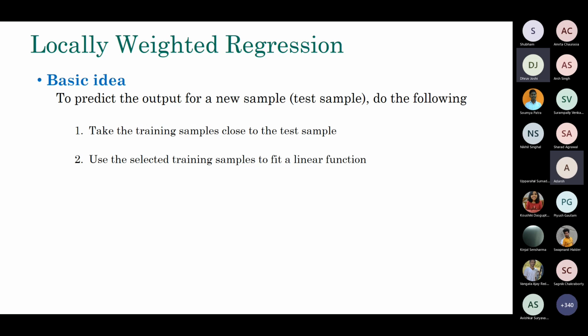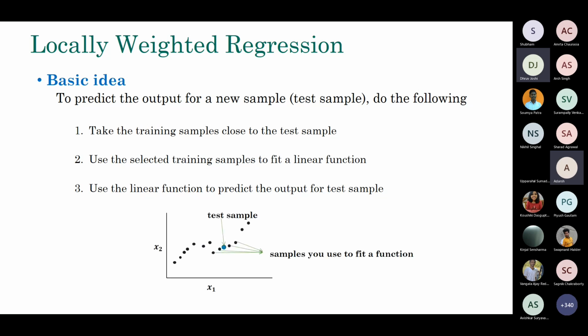Then you use the selected training samples to fit a linear function. You are not using the entire training data set to fit the function, unlike linear regression. You are only selecting a few samples which are close to the test sample, and using only those to find a linear function or linear regression curve. Then you use this function to predict the output for the test sample. So these are three simple steps.